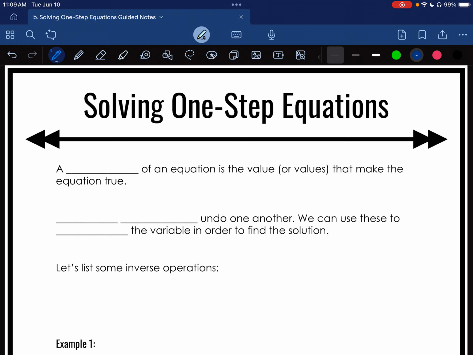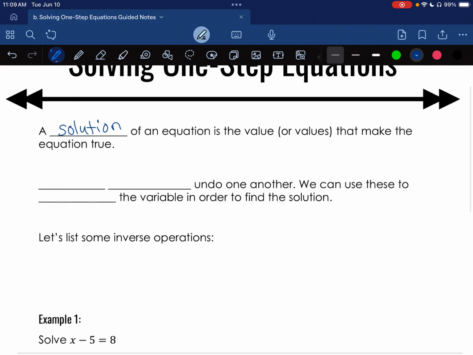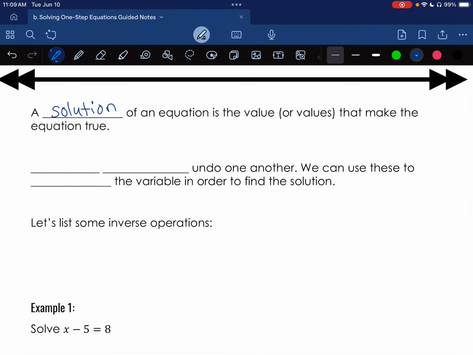A solution. What the heck are we talking about when we say a solution? A solution of an equation is the value or values, if you have more than one, that make the equation true. So what do I mean by true? Well, a true statement is when you plug something in and you evaluate and you get something like 12 equals 12. That's a true statement.